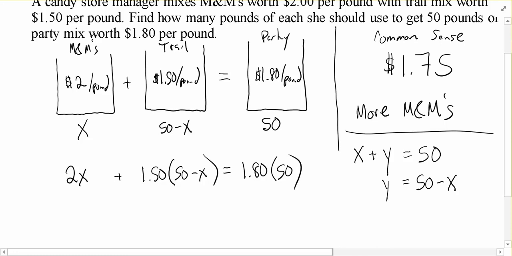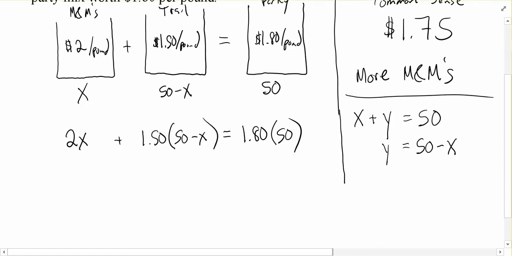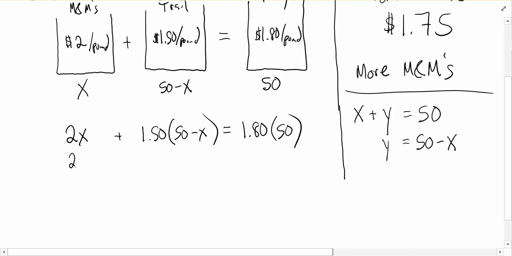And if we look at what's going on here, we now have one equation, one unknown. This should be pretty easy to solve. So 1.5 times 50 is going to get me 75. Distribute the 1.5 over to the X. And 1.8 times 50 is going to get me 90.